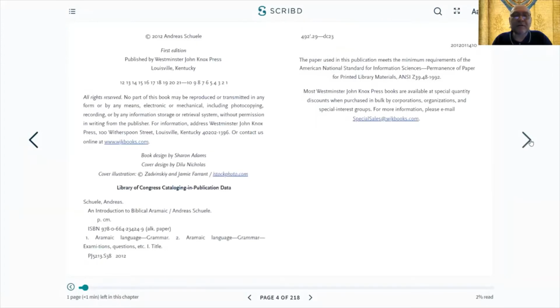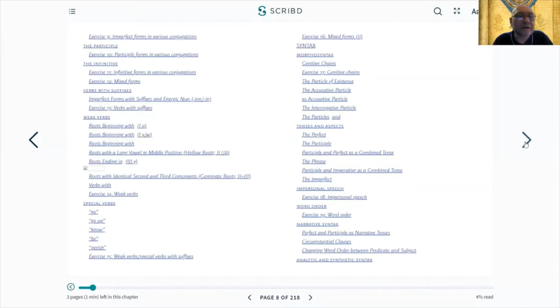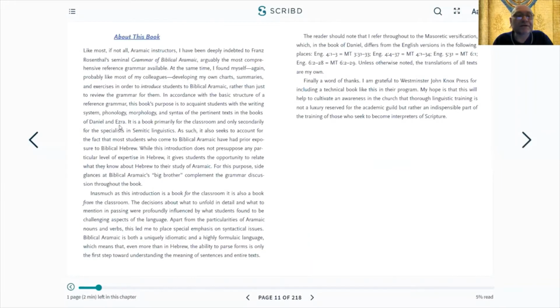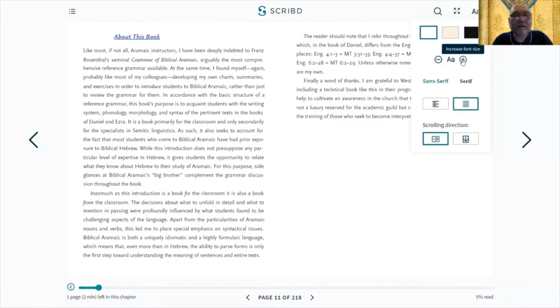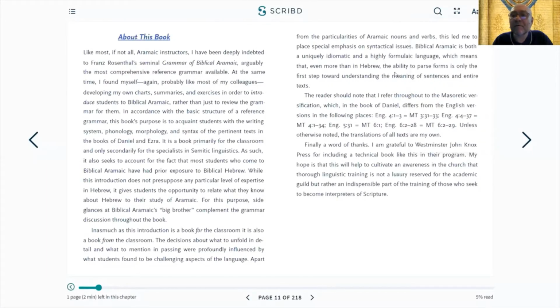Okay, so these are the preface stuff. Here's all the contents. Looks like it has some exercises in it. All right, it looks like it gets pretty in depth, quite a bit of stuff. Okay, so about this book, let me see if I can make the text a little bigger. Maybe. How about that? That might work.